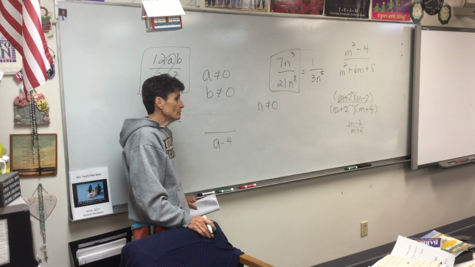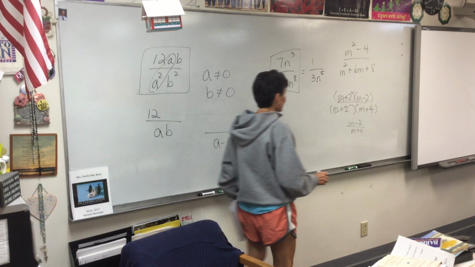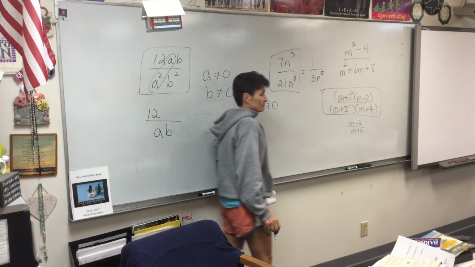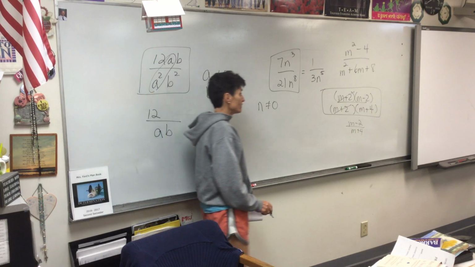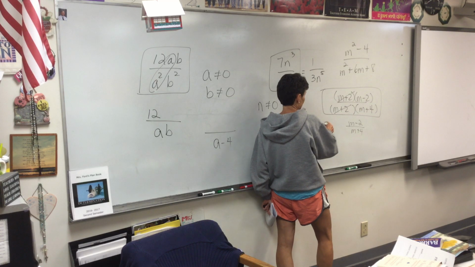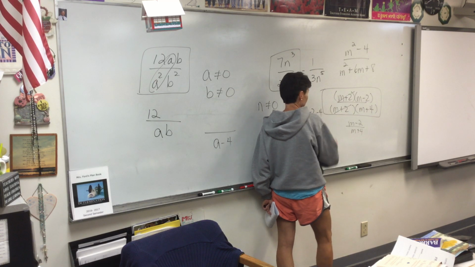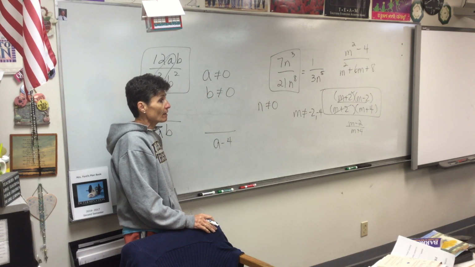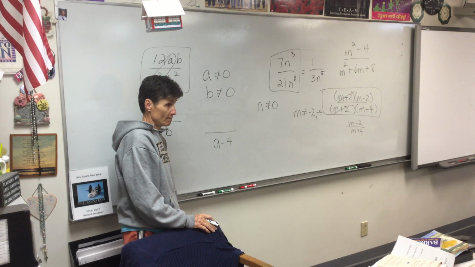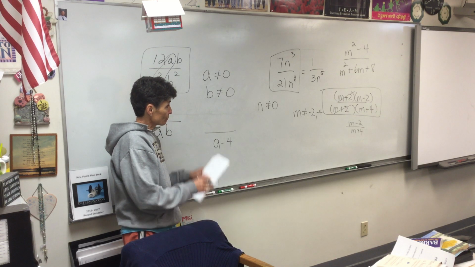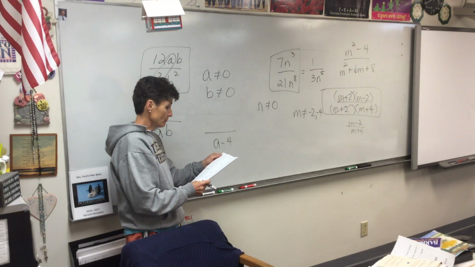To find the excluded values, you have to go back to the problem before you cancel. So we're going back to the original. What are the excluded values? m can't be what? Negative 2, or negative 4. Can't be either one. The excluded values come from the original problem, not the canceled out problem. Hannah, is that making sense to you?